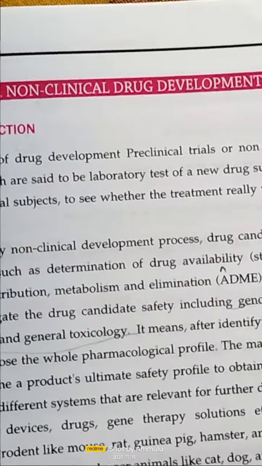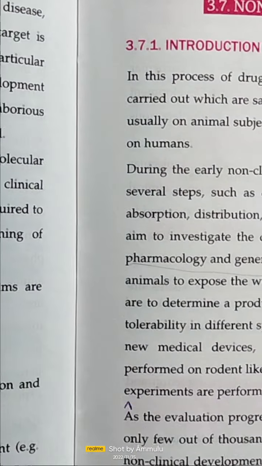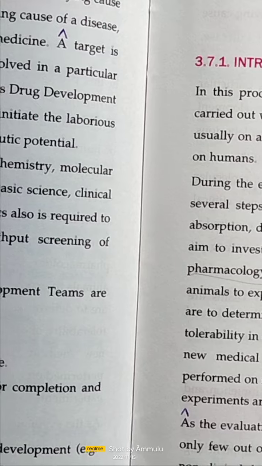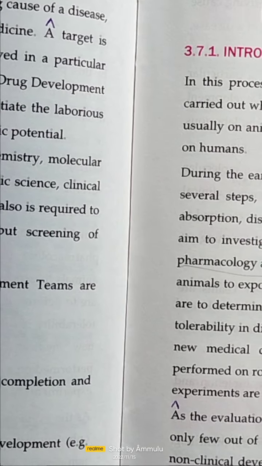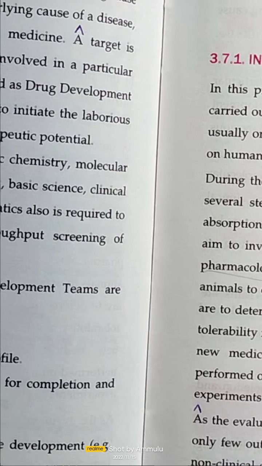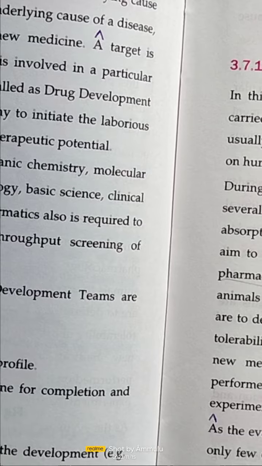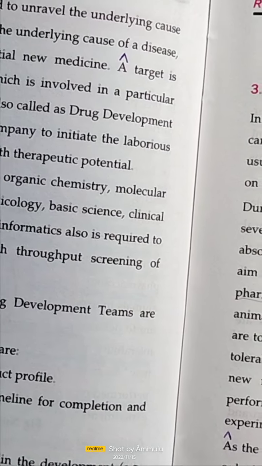Non-clinical drug development process. In this process, the drug development preclinical trials are basically carried out by laboratory tests for new drug substances. Usually, these tests are performed on animal subjects to see whether the treatment really works and it is safe to test on humans.